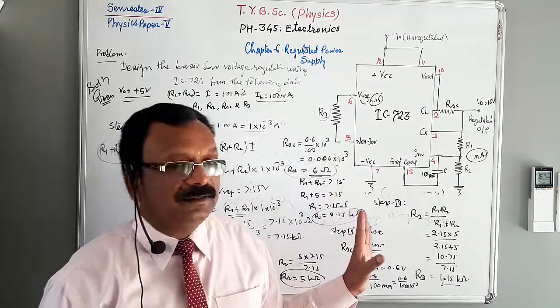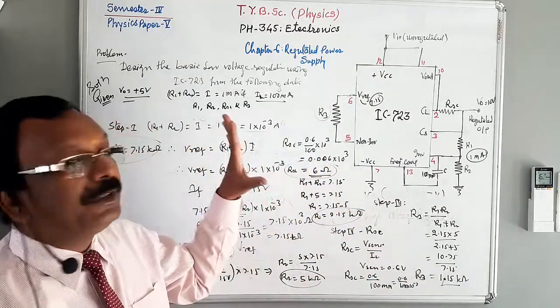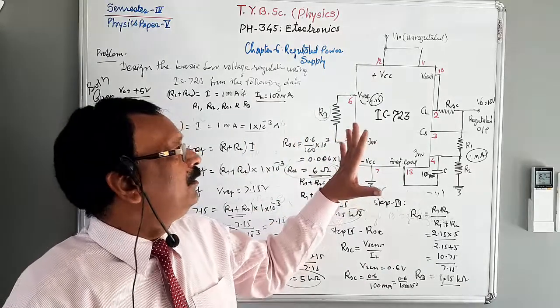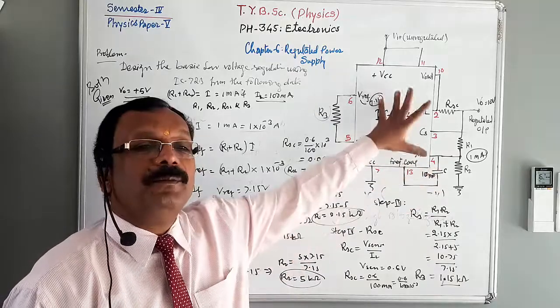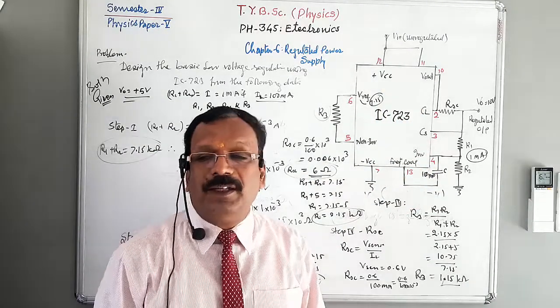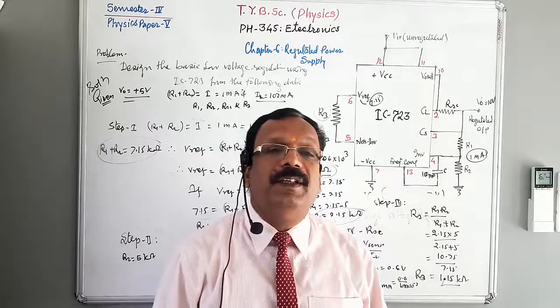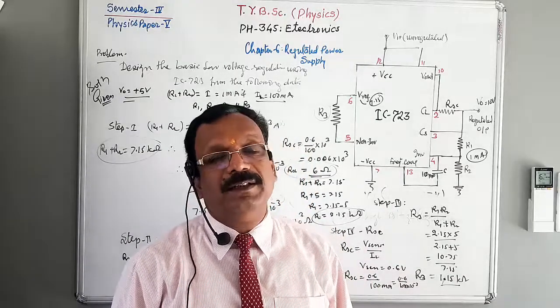In the similar fashion, you can obtain the values of R1, R2, RSC for the basic high voltage regulator. In this way, we completed this chapter, that is, regulated power supply.